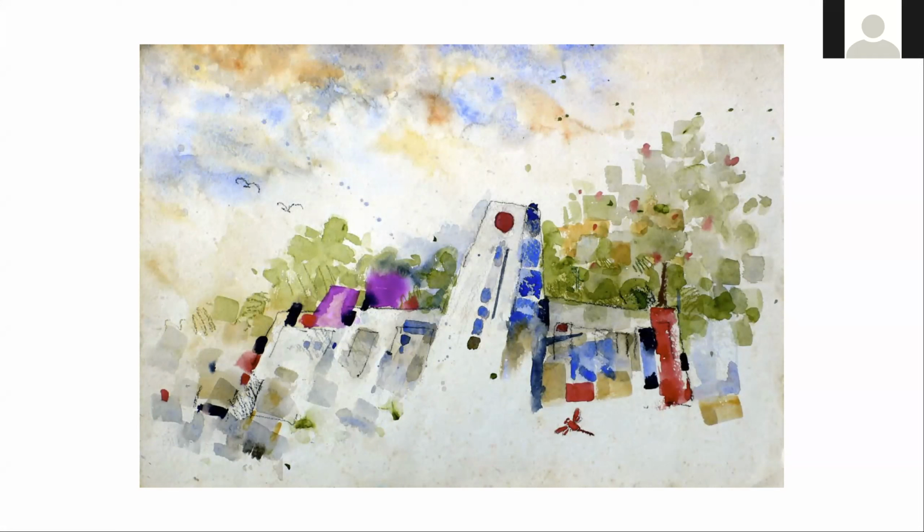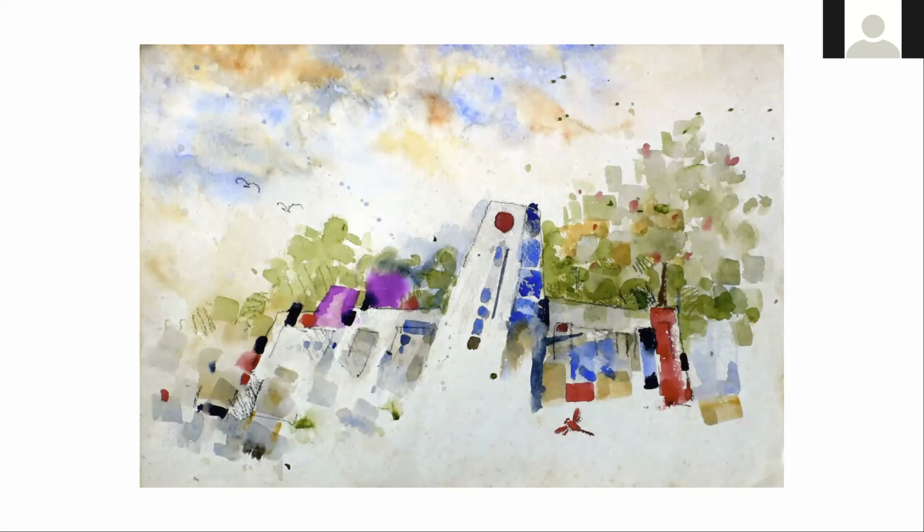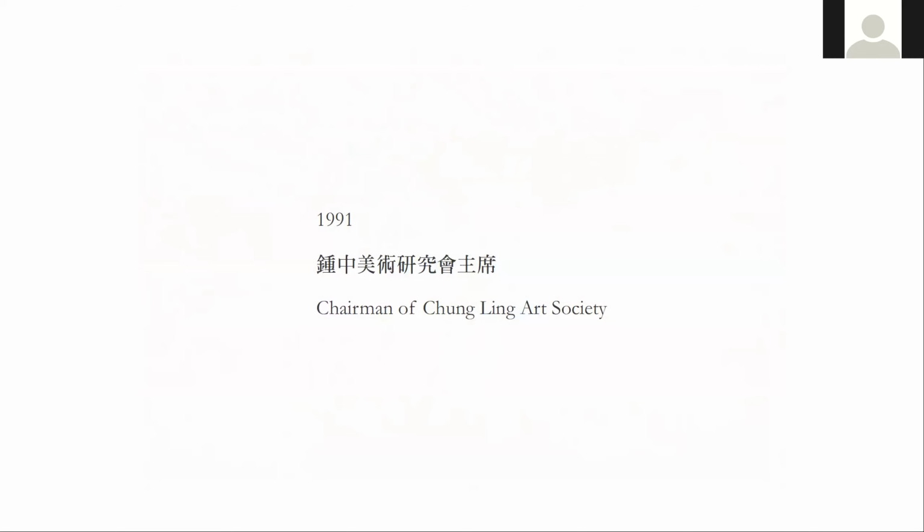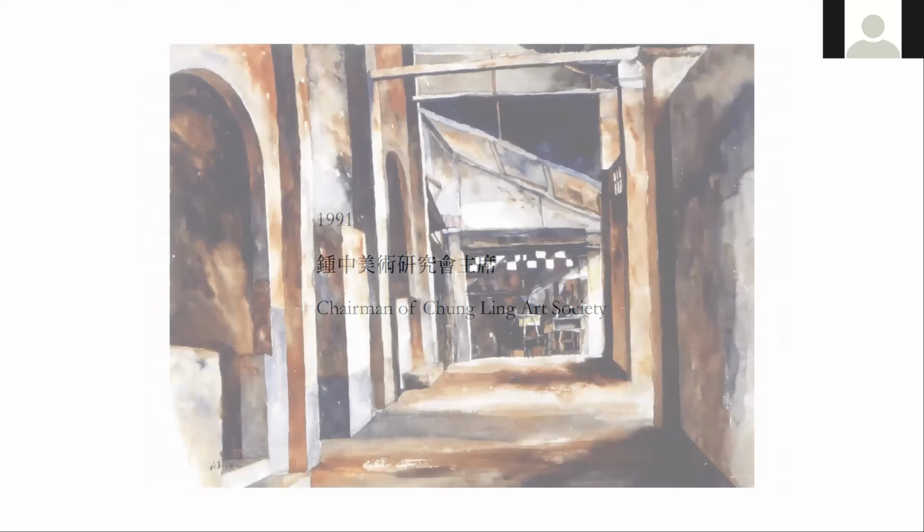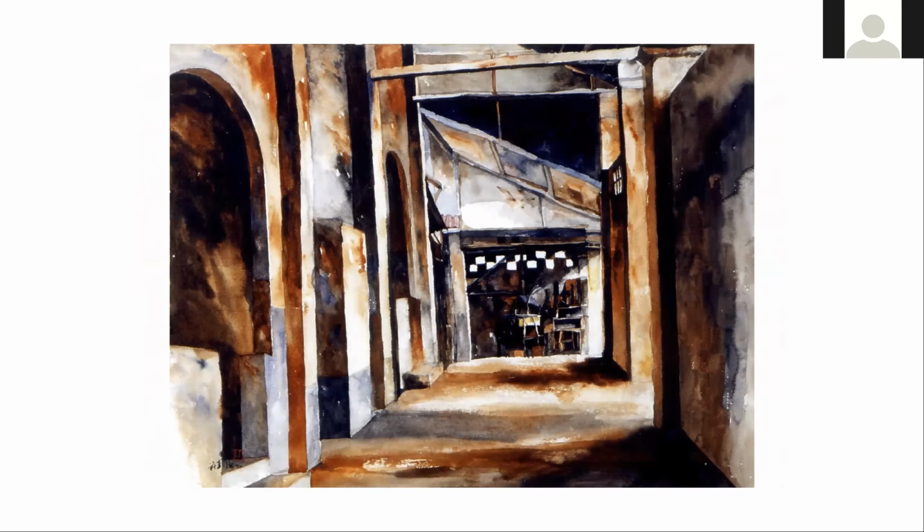So this is my very early painting, an impression of my high school. I loved watercolor during that time. I became the chairman of the art society in 1991. And at that time, we actively held exhibitions in the school and did a lot of sketches.